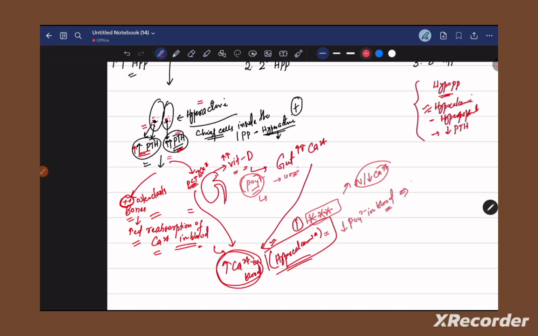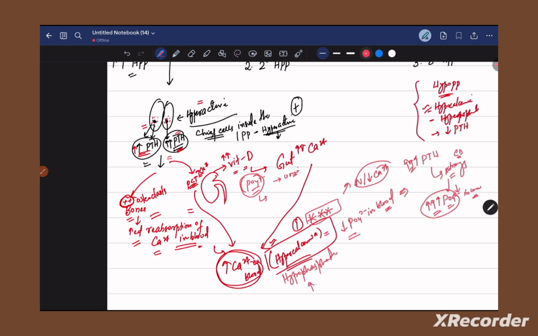I will repeat it. What happens normally when PTH acts on the kidneys? It acts in the collecting duct of the kidneys and causes secretion of phosphates in urine. So when there is increased secretion of PTH, there is increased dumping of phosphate in urine. So what will happen to the phosphate level in blood? It will decrease. So the second finding is hypophosphatemia.